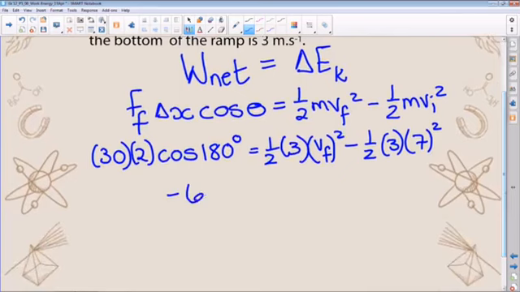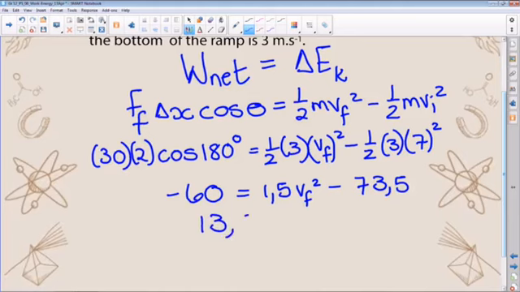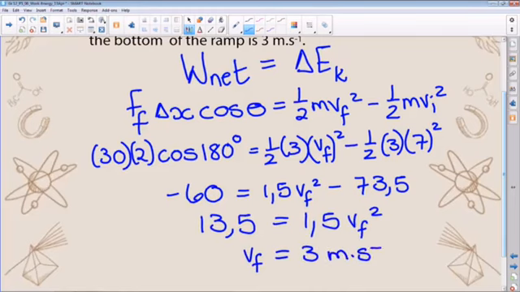So this is minus 60. This is a half VF squared. And this is minus 73 and a half. Now, if I take the 60 over, or the minus 73 and a half, whichever way around we do this, it's better to take the 60 over. So I'm going to take the 73 over. This gives me 13,5. From here, I would divide by 1,5 on both sides and then square root my answer. And you get 3. It's 3 exactly, so I know I got the right answer. Yay, we're happy. First question done.